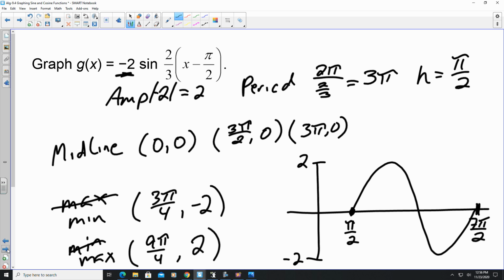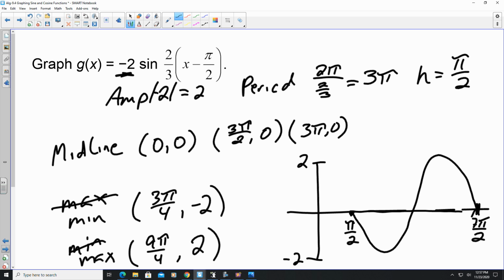Oh, I'm sorry. This is wrong. That actually should start, my bad. It should actually start this way and go that way and then come down. Yep, because of the -2, it makes the switch. So yeah, that's where this is the 3 pi over 4, -2, and this is the 9 pi over 4, comma, +2. My apologies.